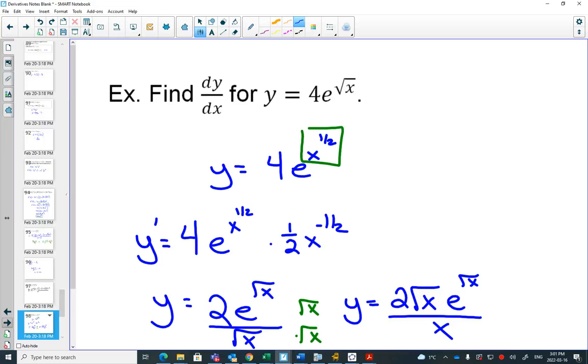Y prime. Yes, yes. Half mark off, notation error. Thank you very much. And technically, I should have written dy dx because that's what the question asked for. But I won't take off half a mark for that.